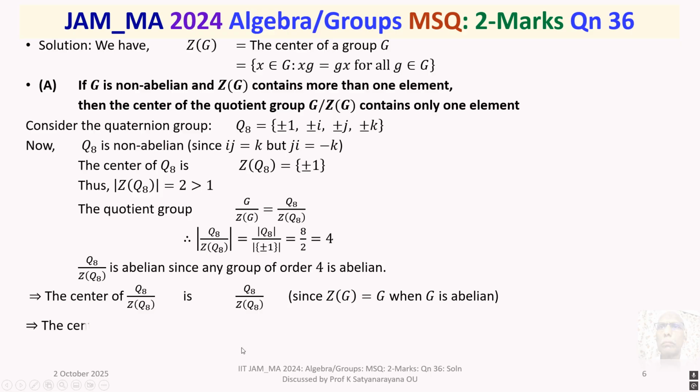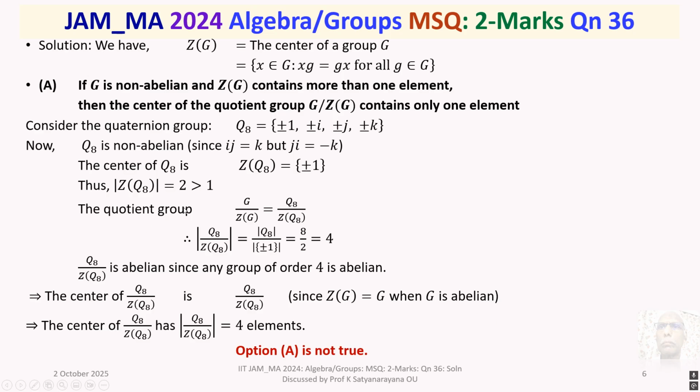So, therefore, the center of Q8 by the center of Q8 has order of Q8 by ZQ8, that is 4 elements. But whereas it claims only one element. So therefore, the option A is not true.